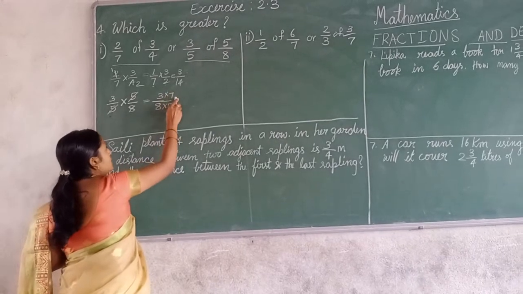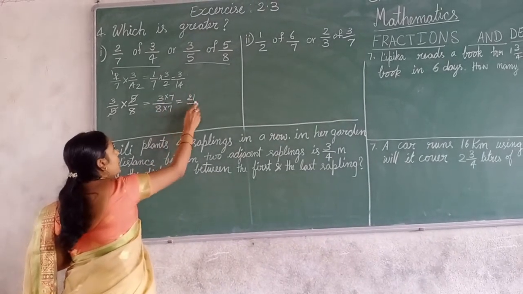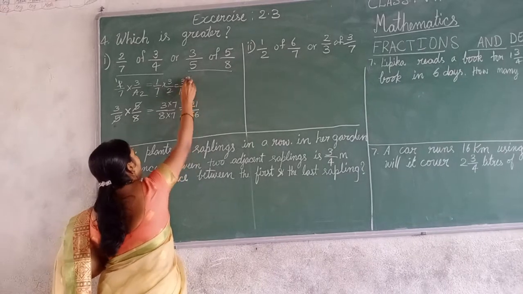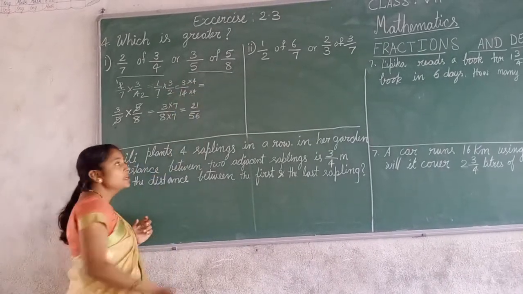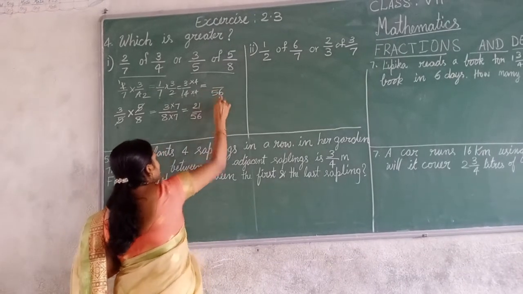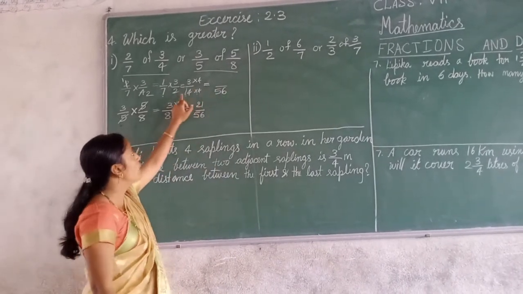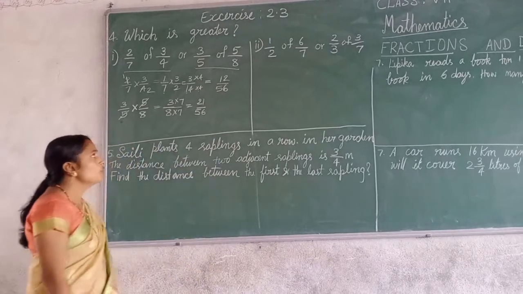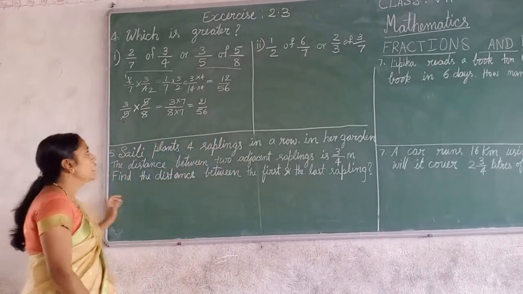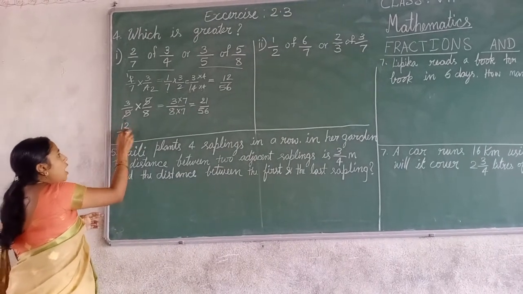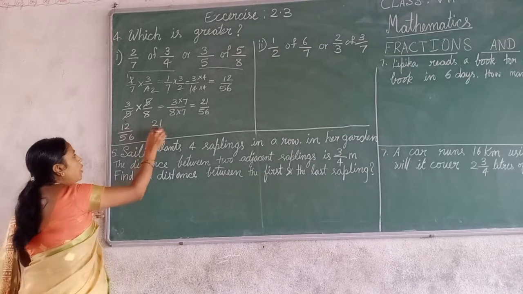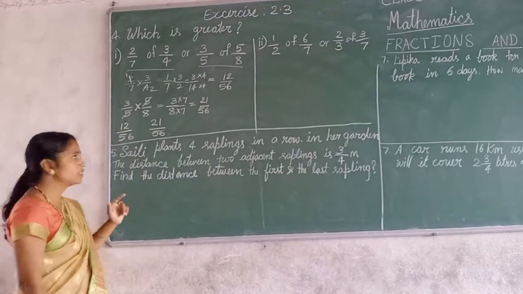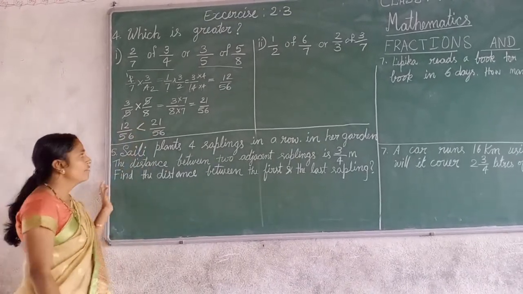If I multiply by 7, 7 3s are 21, 8 7s are 56. For the fraction 3 upon 14, I can multiply by 4, then I get the denominator 56. 14 4s are 56. If you don't know, 4 4s are 16, 1 4 is 4, 1 plus 1 is 5. 3 4s are 12. Now we have both like fractions, so we can compare 12 upon 56 and 21 upon 56. When the denominators are the same, you can find which is greater. So 21 upon 56 is greater.